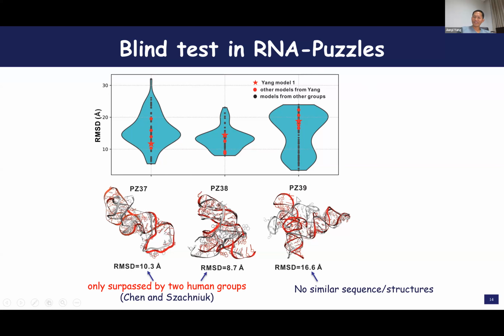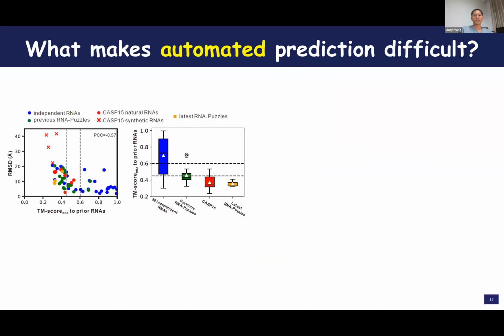And for this one, we didn't do very well, and I tried to find a reason for this. This is because there is no similar structural sequence in our training data set. So this is another blind test result. I want to say that the automated prediction is promising, but not yet very accurate. So I want to conclude what can make automated prediction difficult for RNA structure prediction.